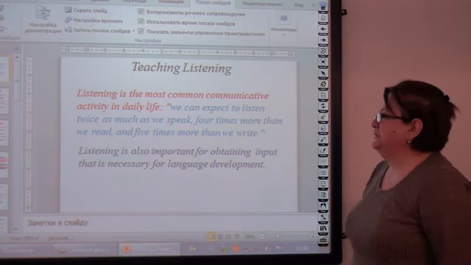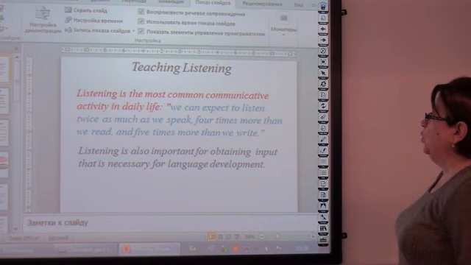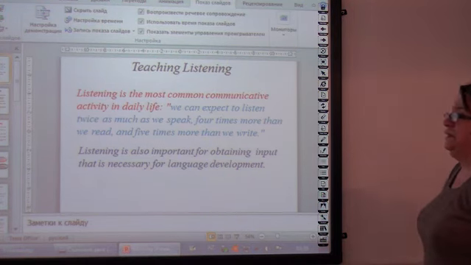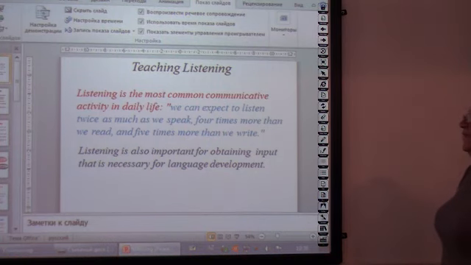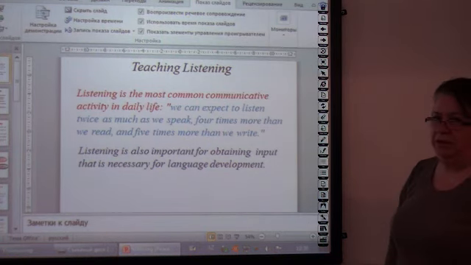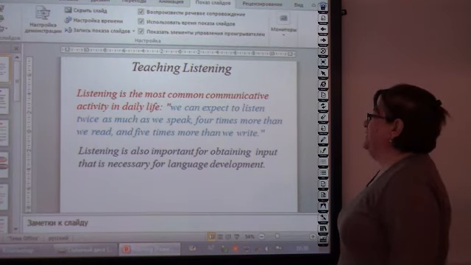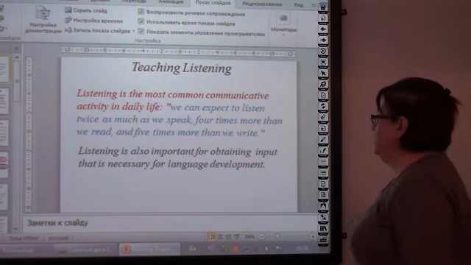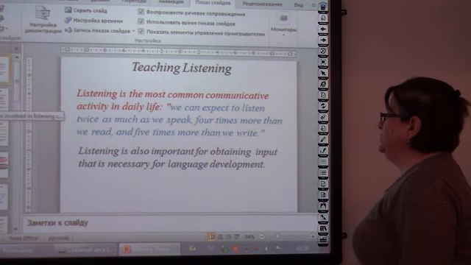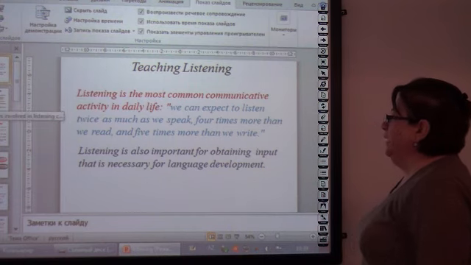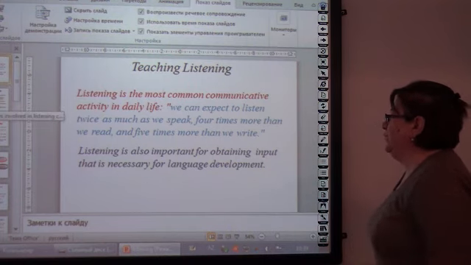What does it mean, listening? Listening is the most common communicative activity in daily life. We can expect to listen twice as much as we speak, 4 times more than we read, and 5 times more than we write. Listening is also important for obtaining input that is necessary for language development.